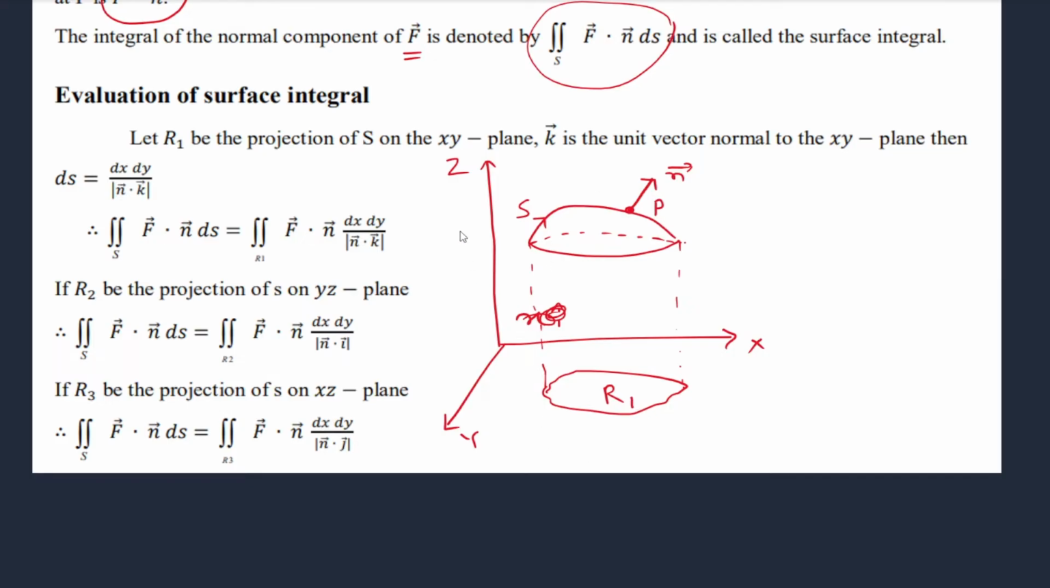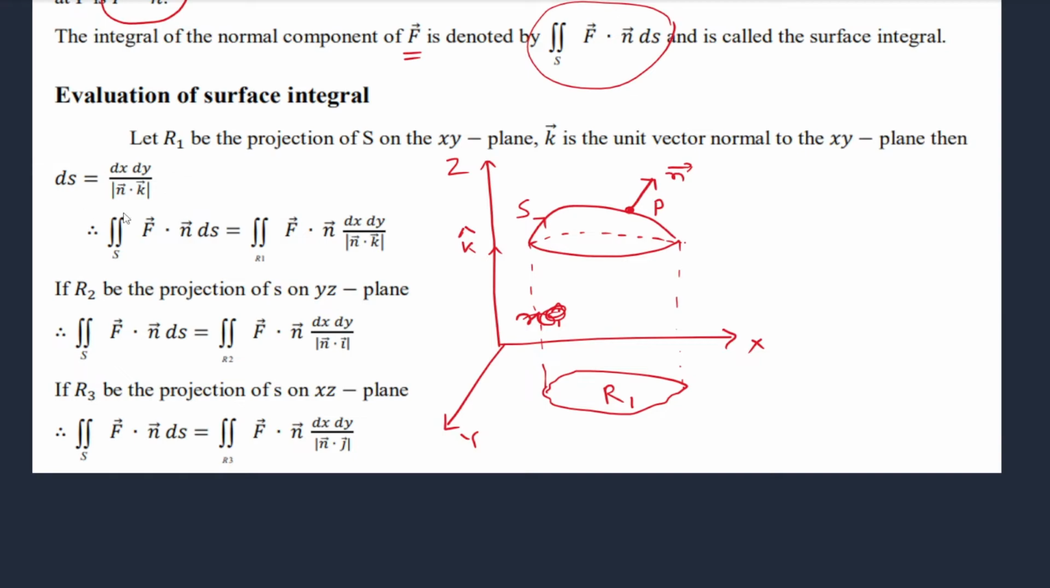And k bar is the unit vector perpendicular, meaning we are talking about k cap. K cap is along the z axis, or we can say the normal to this xy plane. Then ds can be expressed like this: ds equals dx into dy divided by modulus of N bar dot k cap. Since it is the xy plane, it is dx dy. If you take the yz plane, then it will be dy dz. If we take the xz plane, then that will be dx dz.